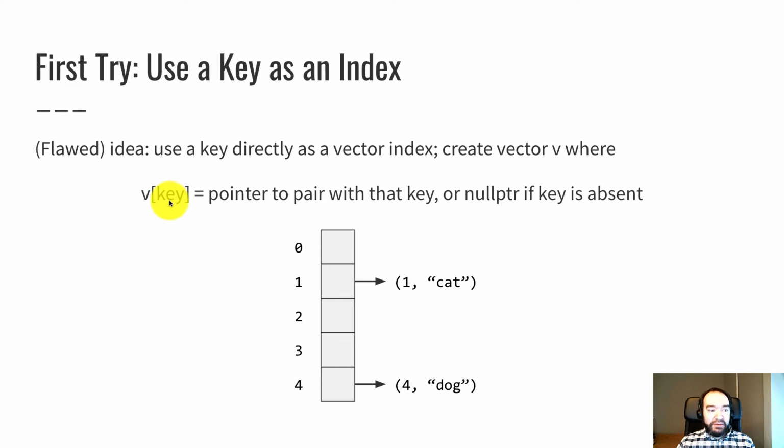So given a map key, we just look up the element at that index, and what v of key is, is a pointer to the pair that has that key, or if that key is not present at the moment, v of key is a null pointer. So for example, if we had a map that stores the pair of key 1 value cat, then the key is 1, so at index 1 we have a pointer to the pair 1 comma cat, and the pair key 4 value dog would be at index number 4. And indices 0, 2, and 3 are null pointers. I'm not bothering to draw them. That means that keys 0, 2, and 3 are not in the map right now.